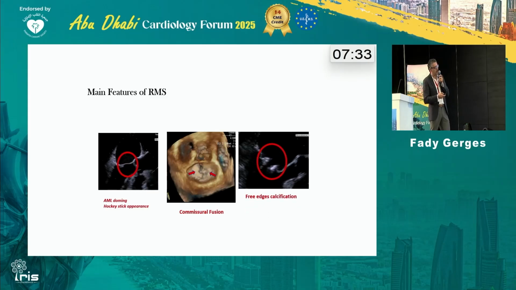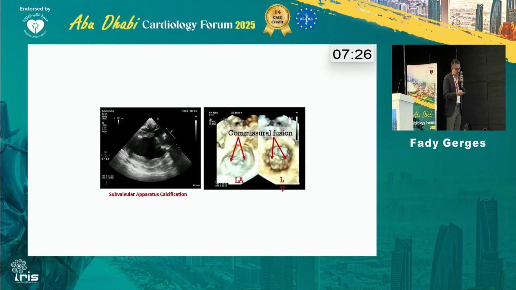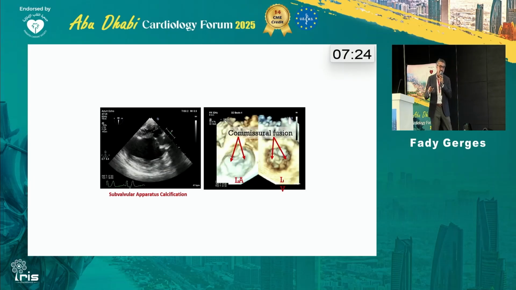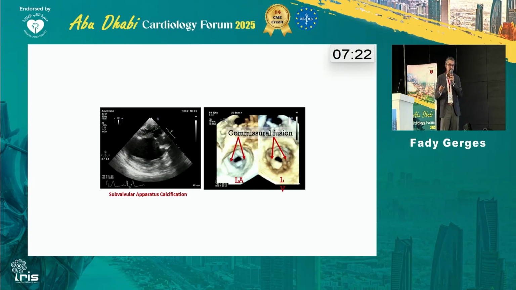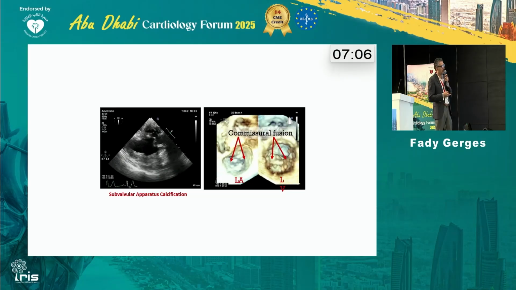And this is a free edges calcification like we spoke about. Okay, so this is the last thing, the subvalvular apparatus calcification. It's one of the scores. If you have severe calcification of the subvalvular apparatus, you don't have to take the patient actually to percutaneous valvuloplasty. So you can see here a lot of calcification in the subvalvular apparatus and papillary muscles. And here there's a commissural fusion. This is a left atrial perspective or the surgeon view. This is the LV view. And these are the commissures on both sides.